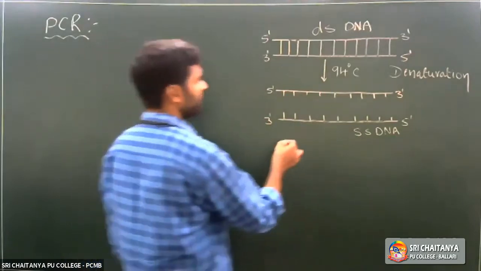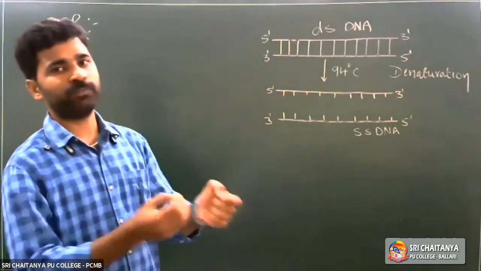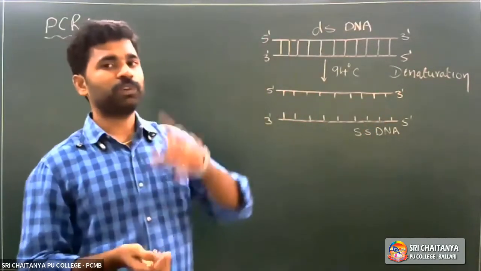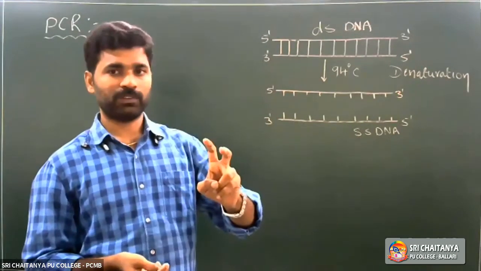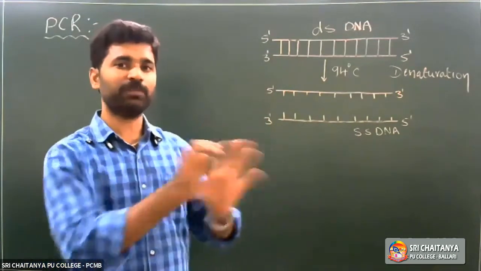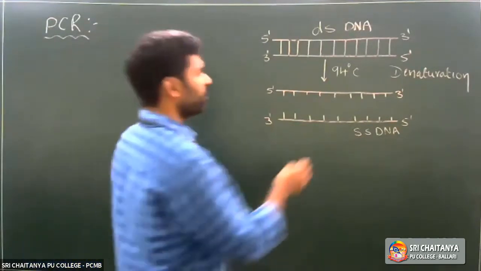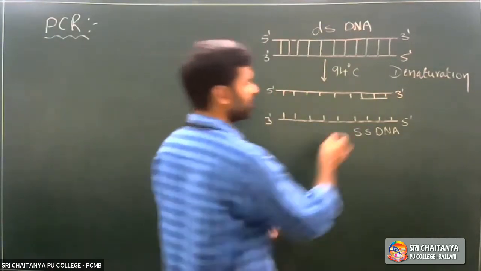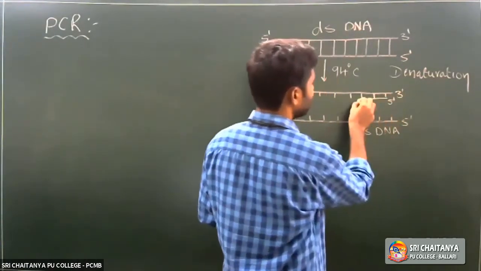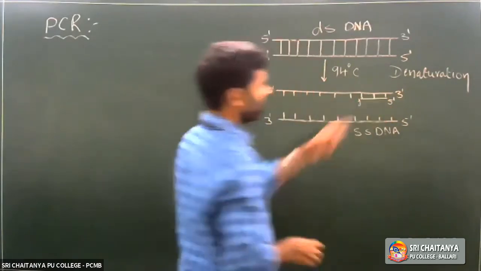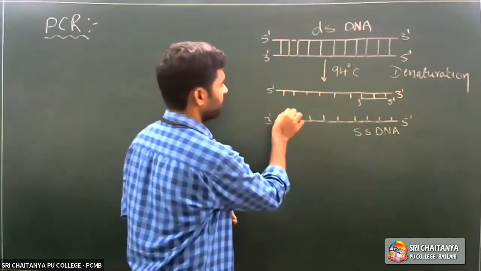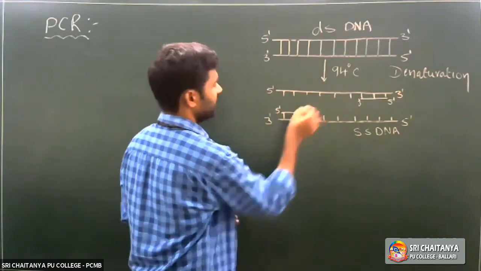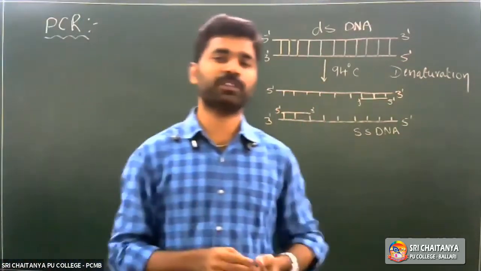Then what is the second step? Annealing of primers. But I already told you, there are two types of primers, otherwise two primers, 5 prime to 3 prime primers, added to the PCR machine. So that primer always exists in which direction? 5 prime to 3 prime direction. See here, imagine it is one primer, and this is another primer. So primers always exist in the 5 prime to 3 prime direction.